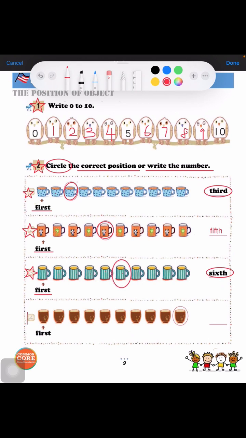Okay, last question. We need to find the position of this cup. The one on the left is the first, and then this is second, third, fourth, fifth, sixth, seventh, eighth, ninth, 10th. This is the 10th one.